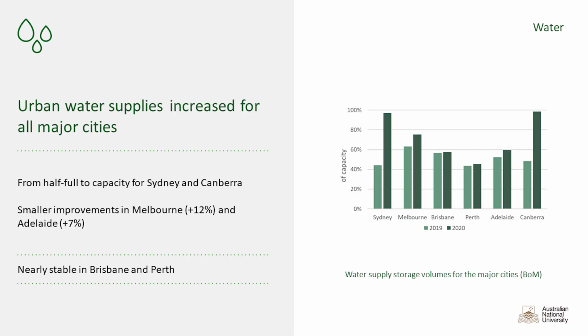Urban water supplies increased for all major cities. They went from half full to almost full capacity in Sydney and Canberra, but there were also smaller improvements in Melbourne and in Adelaide, and even smaller improvements, almost nearly stable conditions in Brisbane and in Perth.